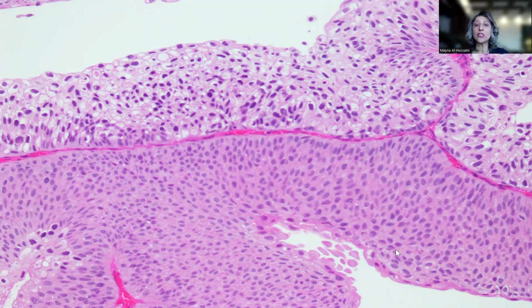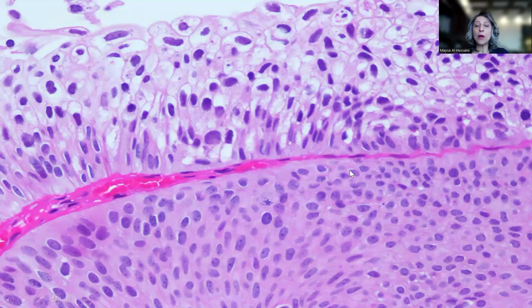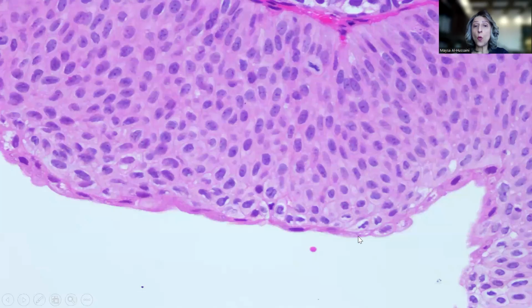low power magnification. On even higher power magnification, you can easily see the difference between the growth of the low-grade papillary urothelial carcinoma on one half of the papillae and the higher grade papillary urothelial carcinoma on the opposing, contrasting half. And as you can see, there is a clear loss of polarity with disarray of the architecture, with hyperchromasia and marked pleomorphism, in contrast to the low-grade component.